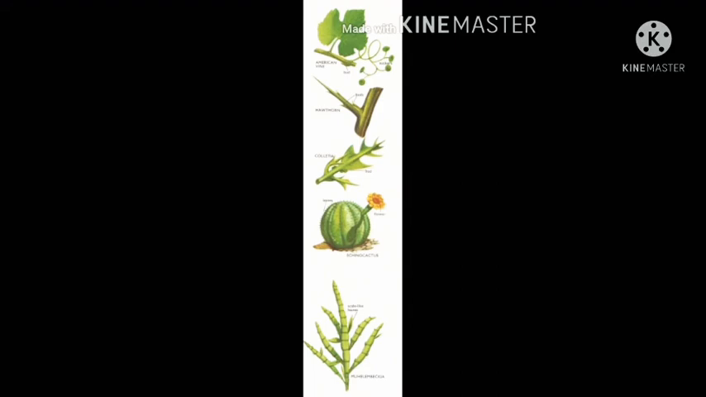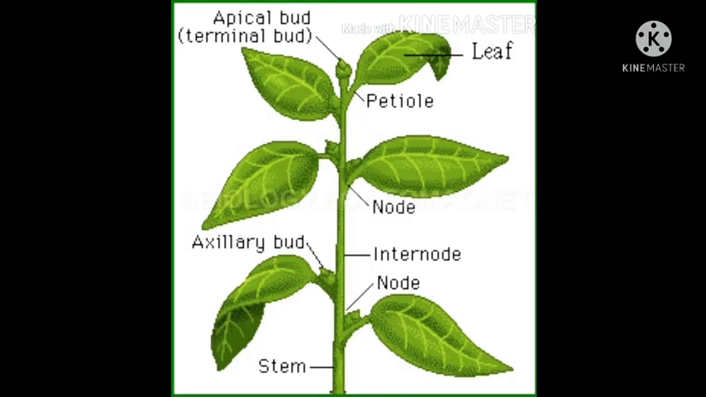They may look different, but stems have a few characteristics in common. They have joints called nodes from which leaves and branches arise. The portion of the stem between two nodes is called an internode. Stems bear buds at various points. A bud that grows at the tip or the apex of the stem is called a terminal bud or apical bud. And buds that grow at the junction of a leaf and the stem are called axillary buds.